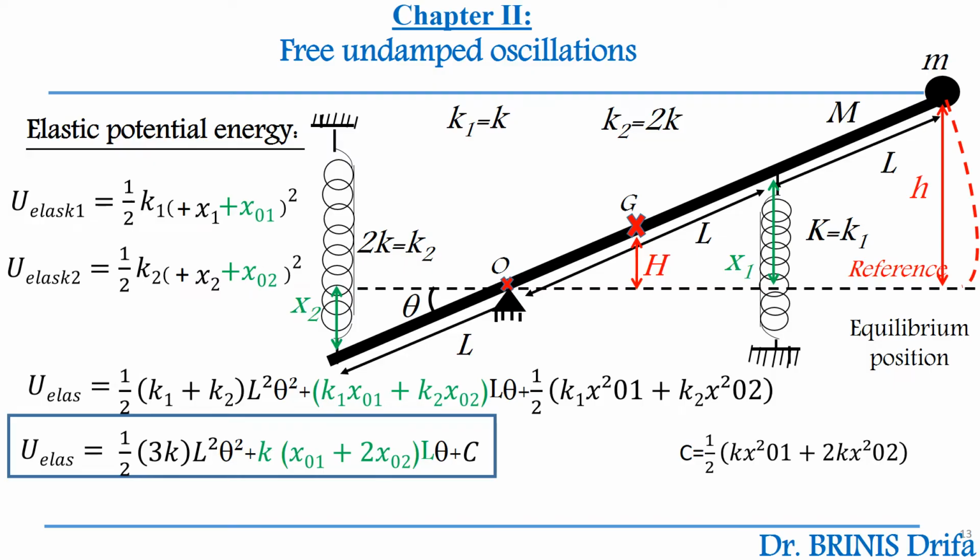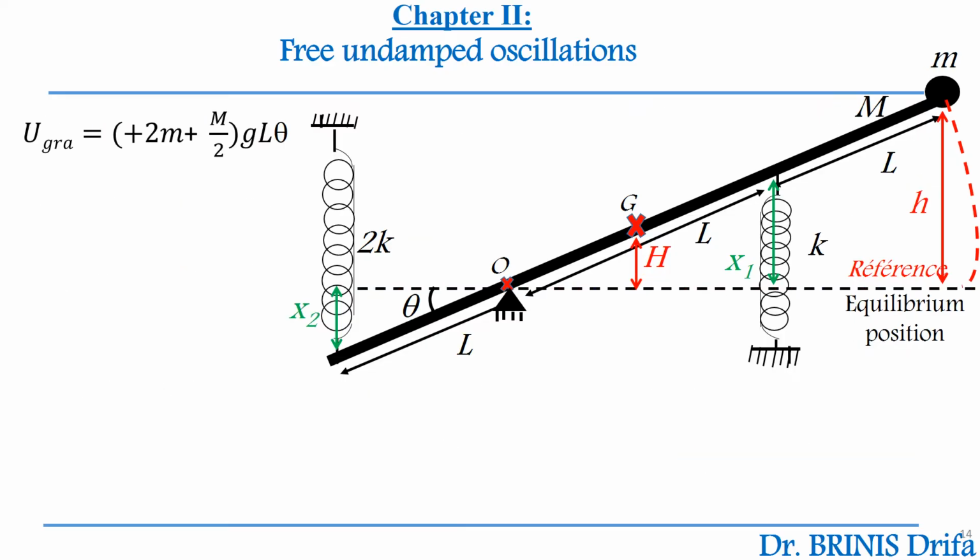Now it's worth noticing that U elastic is equal to half A theta square plus B theta plus C. What we need here for oscillations is the term of theta square. It is the quadratic form. The B here is not needed in our oscillations. We need it for the equilibrium position situation.